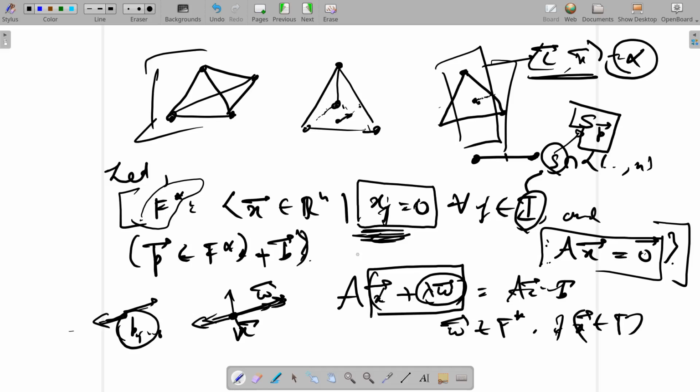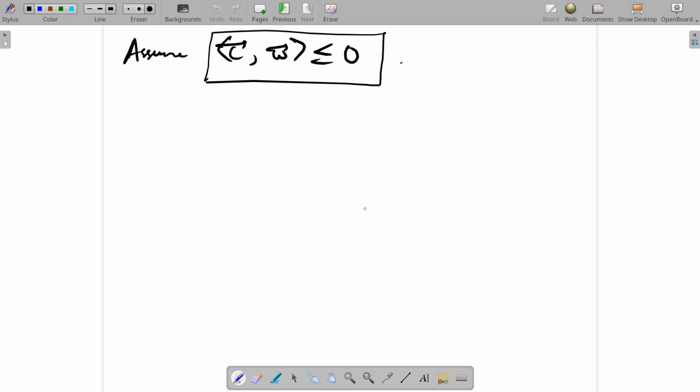But if you don't have these type of constraints, there will be one direction where you can go and stay within the feasible set but not in the other direction. Then there is no use moving around in this direction. Okay, so in any case, we can always assume this, by negating W if necessary.